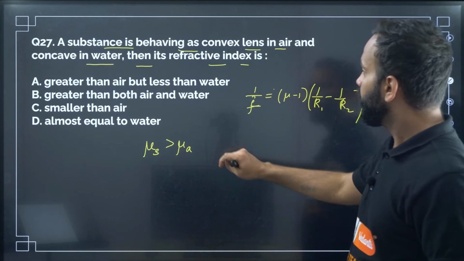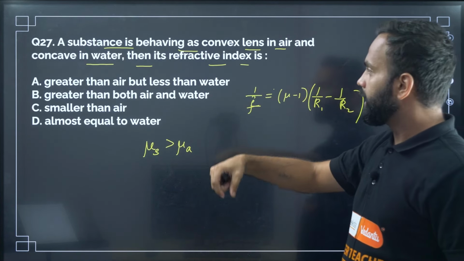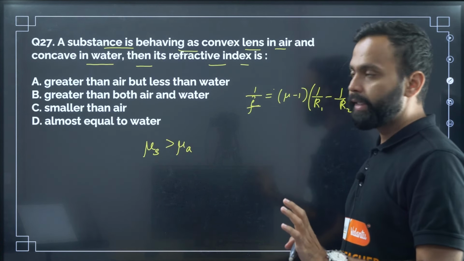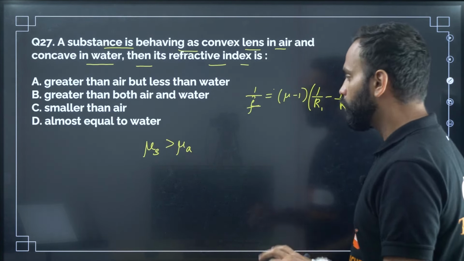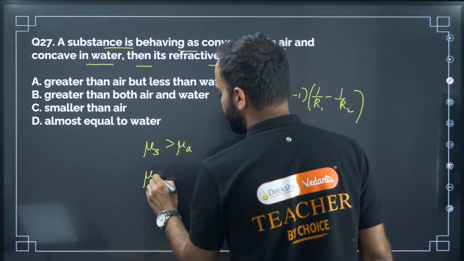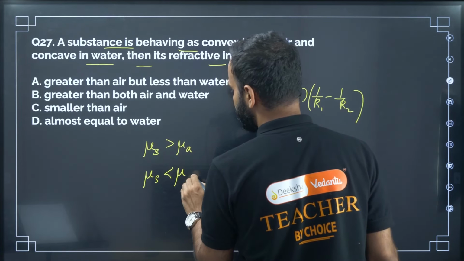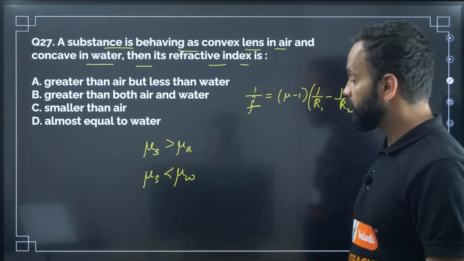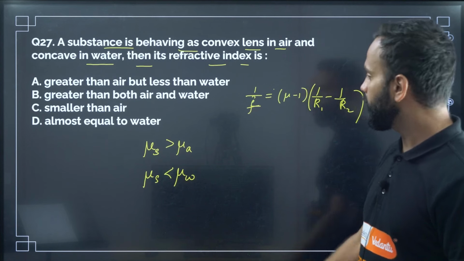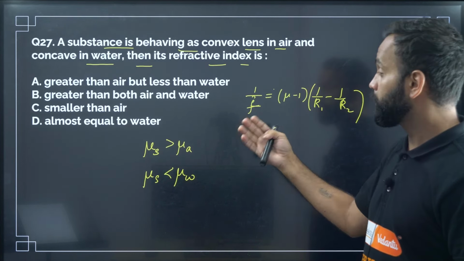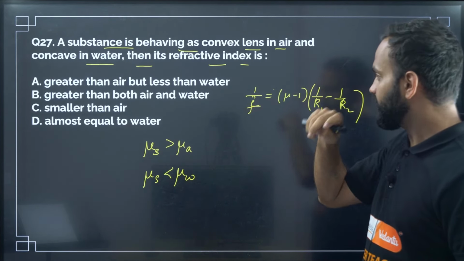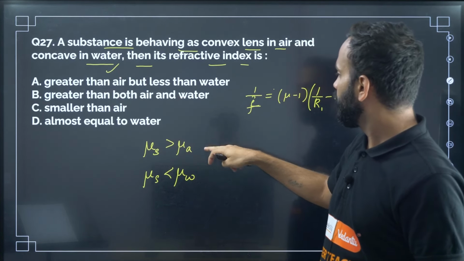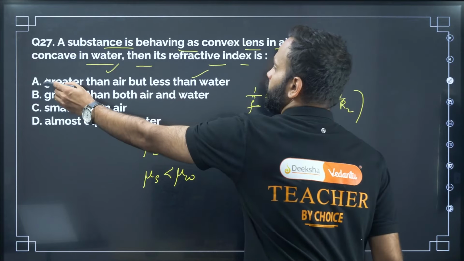Okay, so then that substance is immersed in water, right? Now it behaves like a concave lens, that is, it is a diverging lens. For a diverging lens, the refractive index of the substance must be lesser than the refractive index of the water. Then only the substance can behave like a concave lens. So the refractive index is greater than air, correct, but less than water, correct. So option A is the correct answer.